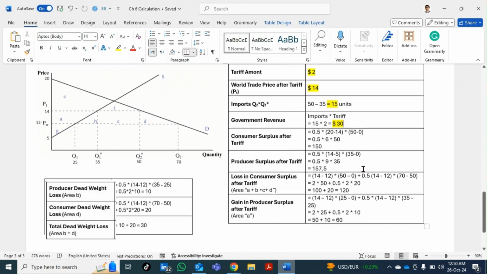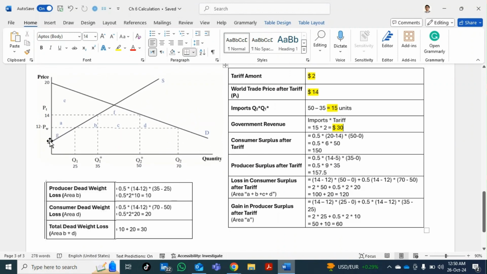Second, let me see what happens to the consumer surplus. Now look at the diagram again. If the price is 14, what area will represent the consumer and producer surplus? Previously, it was only area G because that was below the price line and above the supply curve. But now the price line has shifted upward. So the price line is 14. Now area A becomes producer surplus. Previously, it was part of the consumer surplus. But now, because the prices are high, that area becomes producer surplus. So now the new producer surplus is area A plus area G.